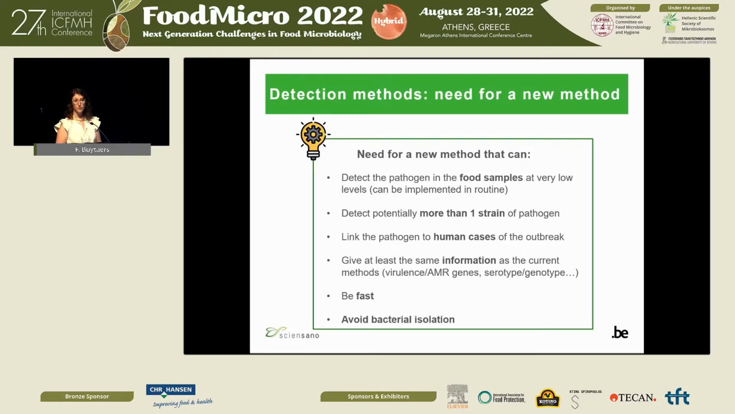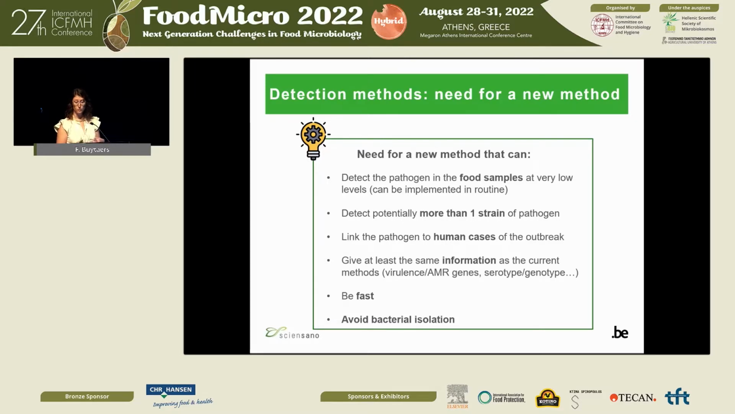So there's a need for a new method that can detect the pathogen in the food samples at very low levels so that it can be implemented in routine, that could detect potentially more than one strain of the pathogen, link the pathogen found in food samples to human cases of the foodborne outbreak, give at least the same information as the current methods, so detect the virulence or AMR genes present on the genome, type the strain.